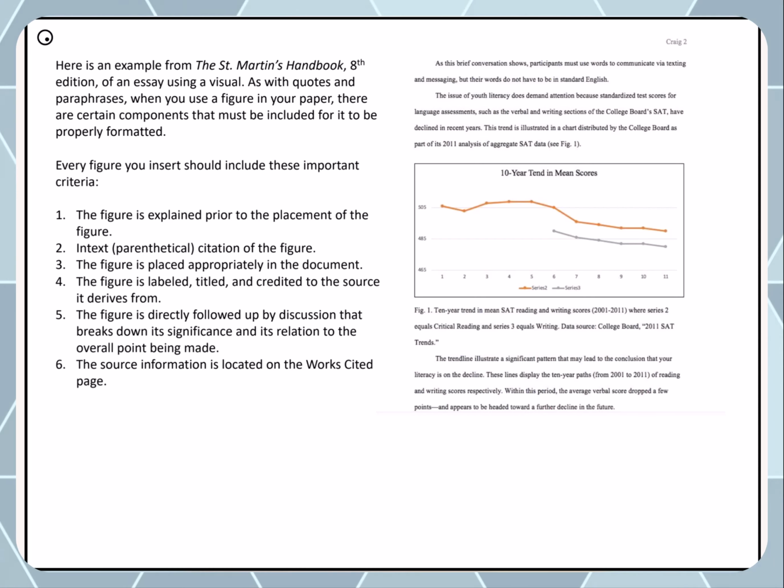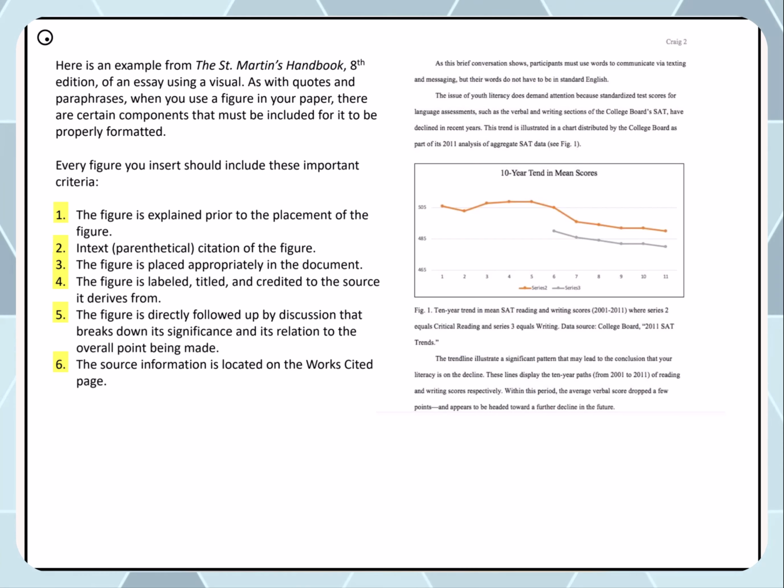So, number 1 is the figure is explained prior to the placement of the figure, and we will go in depth about what that means. Number 2, in-text or parenthetical citation of the figure. Number 3, the figure is placed appropriately in the document. Number 4, the figure is labeled, titled, and credited to the source it derives from. Number 5, the figure is directly followed up by a discussion that breaks down its significance and its relation to the overall point being made. And number 6, the source information is located on the works cited page.